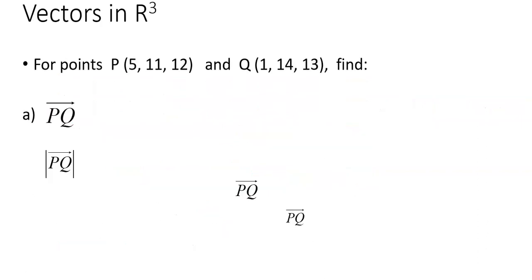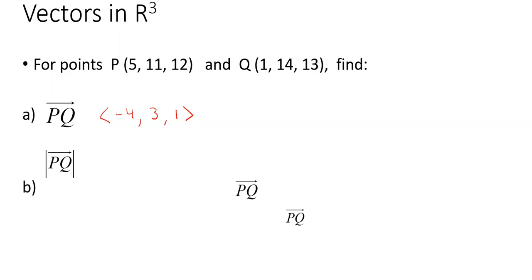All right, take a look at vectors in R3. So suppose I've got 2 points. I want to find a representation for PQ. So because these points are not centered at the origin, I'm going to have to do some subtraction. So 5 to 1 does what? It moves 4 units to the left. From 11 to 14 moves 3 units up, I should say. And from 12 to 13 moves 1 unit up. All right, so to go from P to Q, you'd go 4 units in the negative x direction, 3 in the y direction, 1 in the z direction.